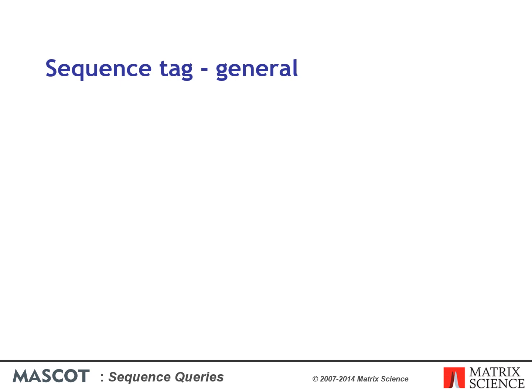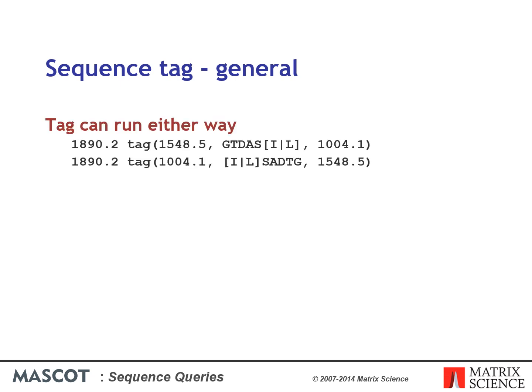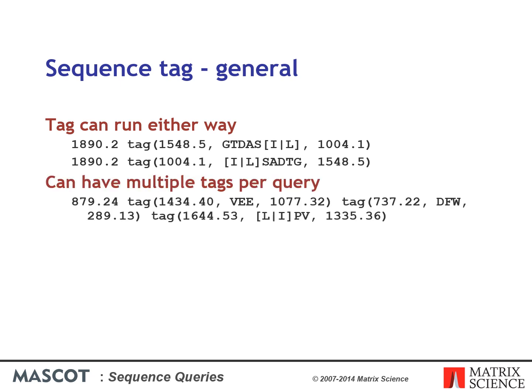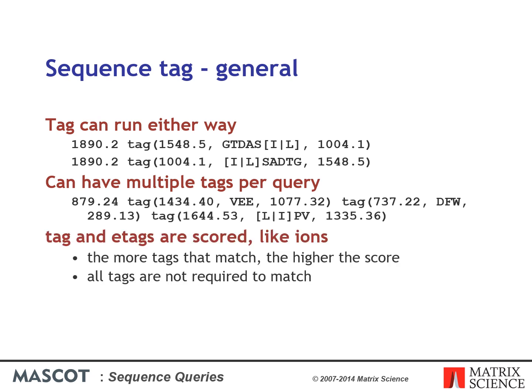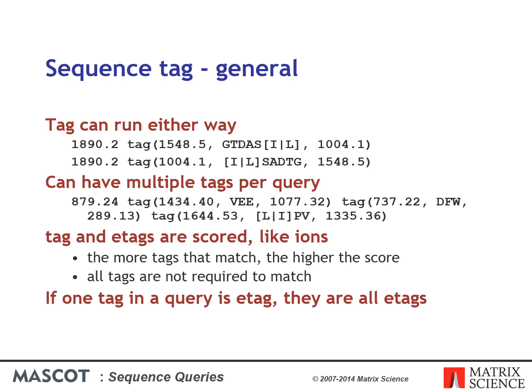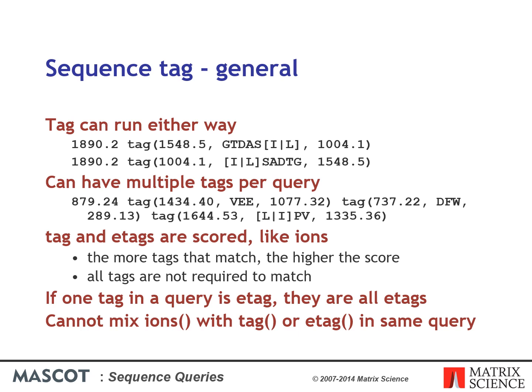Tags can be entered with the high mass fragment on the left or the right. These two tags are identical. Mascot allows multiple tags in a single query. That is, you can call multiple tags from a single MS/MS spectrum. Tags are scored probabilistically. If one tag is wrong, you can still get a good match for the tags that are correct. If one tag in a query is an E tag, then all the tags for that query are treated as E tags. Not all tags in the search, just in that query. Finally, you cannot mix ion qualifiers with tags or E tag qualifiers. It would just be too complicated.